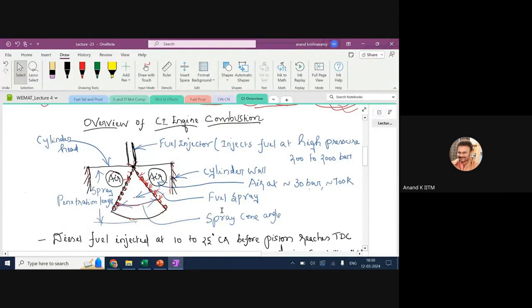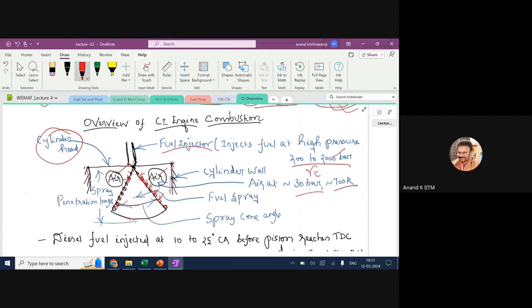I inject fuel at a higher pressure. It can go very well to about 2000 bar. It can also go up to 3000 bar. It depends on the injection system. So you have the injector mounted in the cylinder head. It sprays fuel. What you have in the cylinder is air, with typical conditions of 30 bar and 700 Kelvin, but it is subject to change based on the compression ratio.